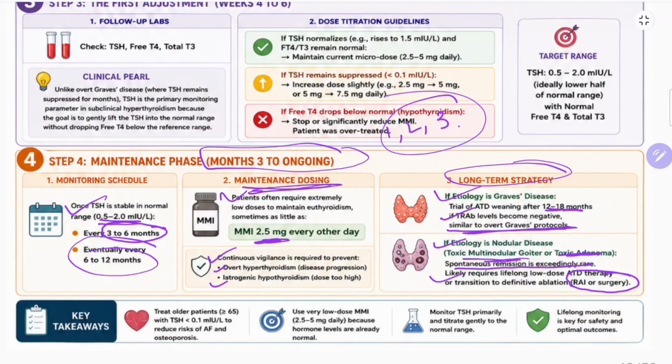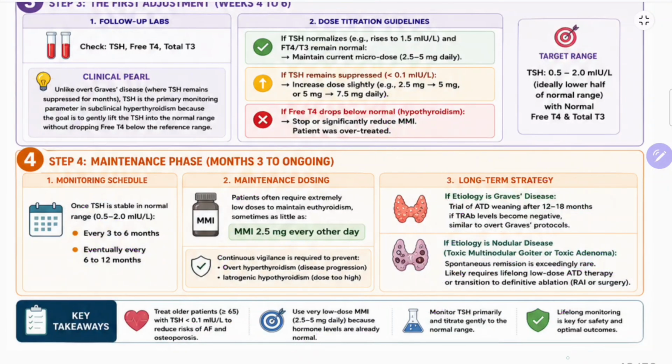Now what are the key takeaway points? Treat older patients, more than 65 years, with TSH less than 0.1 to reduce the risk of AF and osteoporosis. Even if they have a level between 0.1 and 0.3, you should still treat these elderly patients. Use very low dose methimazole like 2.5 to 5 mg, because the hormone levels are already normal. Monitor TSH primarily and titrate gently to the normal range. Lifelong monitoring is key for safety and optimal outcomes.